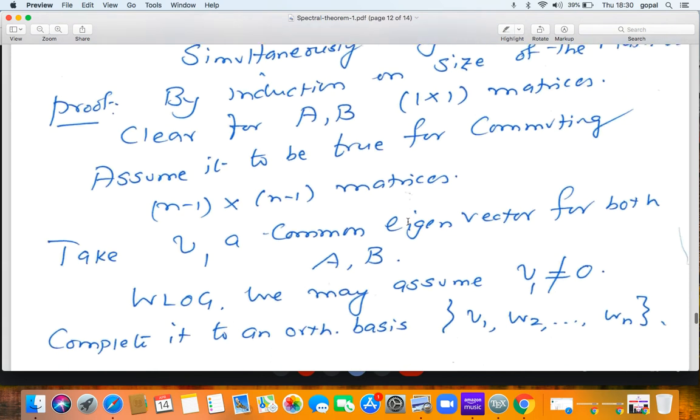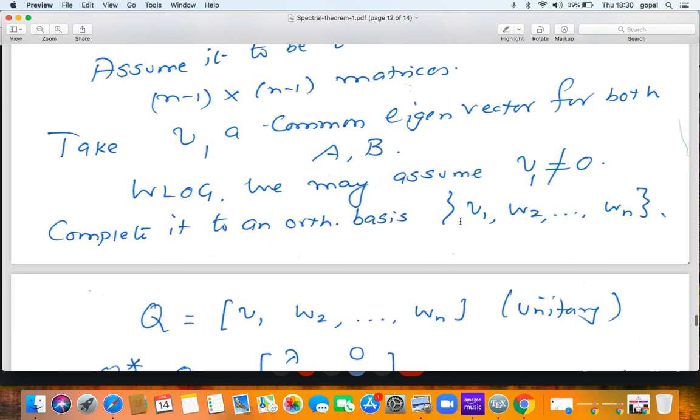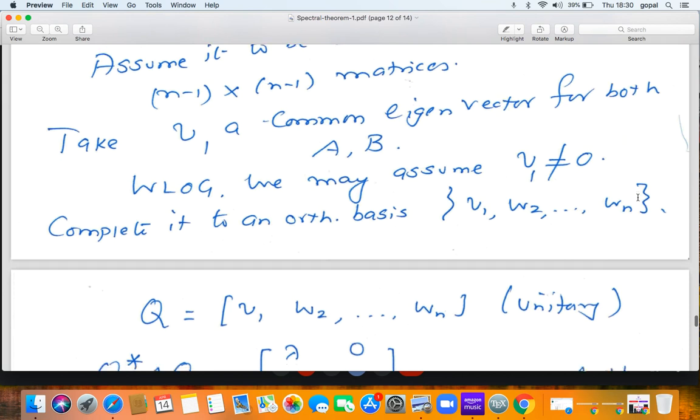Assume that the result has been proved for commuting n-1 cross n-1 matrices. Inductive hypothesis. Now take V1 to be a common eigenvector for both matrices A and B. We have just proved lemma 2 that such a vector exists. It's an eigenvector, so it's non-zero. I can divide by its length and make it a unit vector. And I can, by Gram-Schmidt's method, complete it to an orthonormal basis: V1, W2, and so on up to Wn. I don't know what the W's are. The only thing is that this entire list is orthonormal.